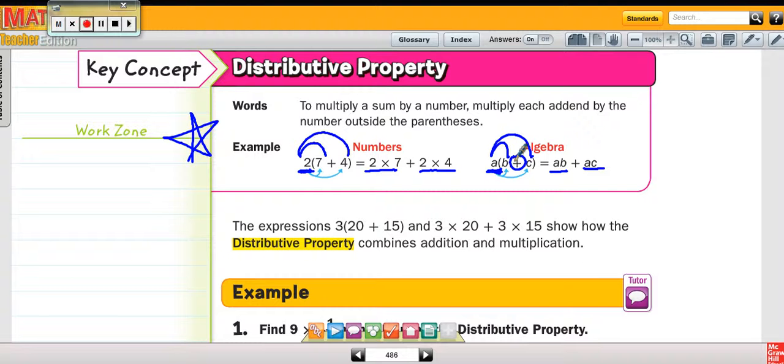Can we combine A times B and A times C? Yeah. No. Are those like terms? No. Over here, though, could we combine these? Yes, because those are just numerical values. We can actually go back and combine those.